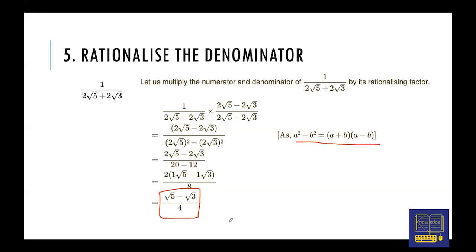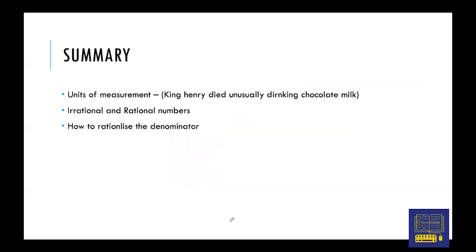Right. So just a summary of what we've learned today. We learned the units of measurement and an acronym that has been proven to be extremely useful is King Henry died unusually drinking chocolate milk, which is deci, centi, milli, deca, hecto, kilo, and unusually is the unit that we insert. We also learned what an irrational number is and what a rational number is. Rational numbers are numbers that can be represented in a simple ratio, and irrational numbers are numbers that cannot be represented in a simple ratio.